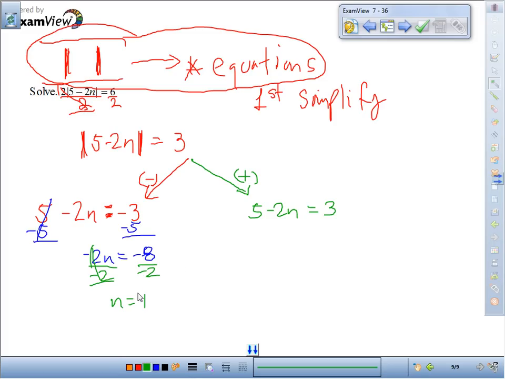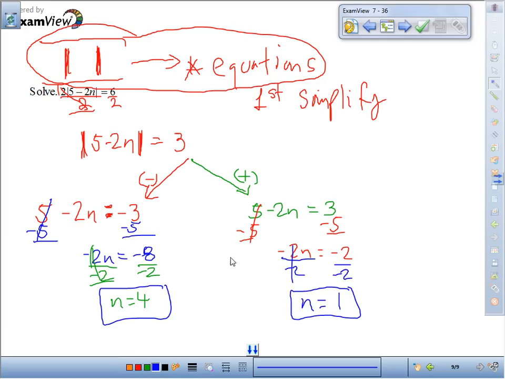Oh, my bad. 4. Just wanted to check and see if you were awake. All right, here we go. So the 5 is a positive, and once again, we subtract 5, subtract 5. We're left with negative 2n equals negative 2. At the end, we divide by negative 2, divide by negative 2, n equals 1. And we're done. Does it say to graph? No, for this one we don't graph. I just want the answers. So here they are.